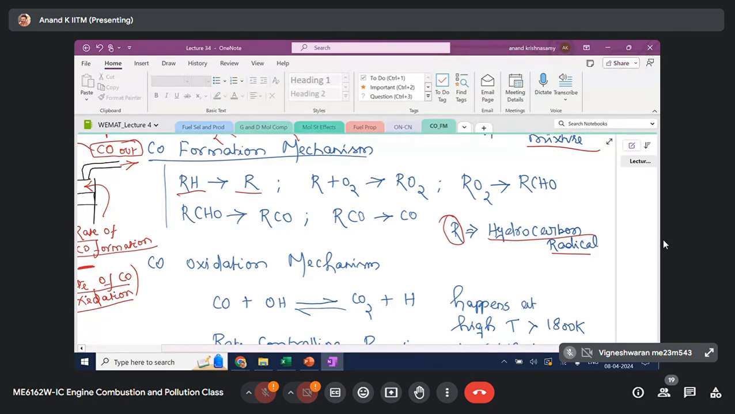Once hydrogen is removed, you could see that this R will react with oxygen, which is available in the cylinder, and form RO2. Okay, peroxy radical. This is RO2, and RO2 leads to RCHO, which is an aldehyde. This is again a radical active species that leads to RCO. Okay, acyl radical, and finally from RCO you are getting into CO. This is a chemical reaction step that leads to forming CO from the stable fuel molecule.